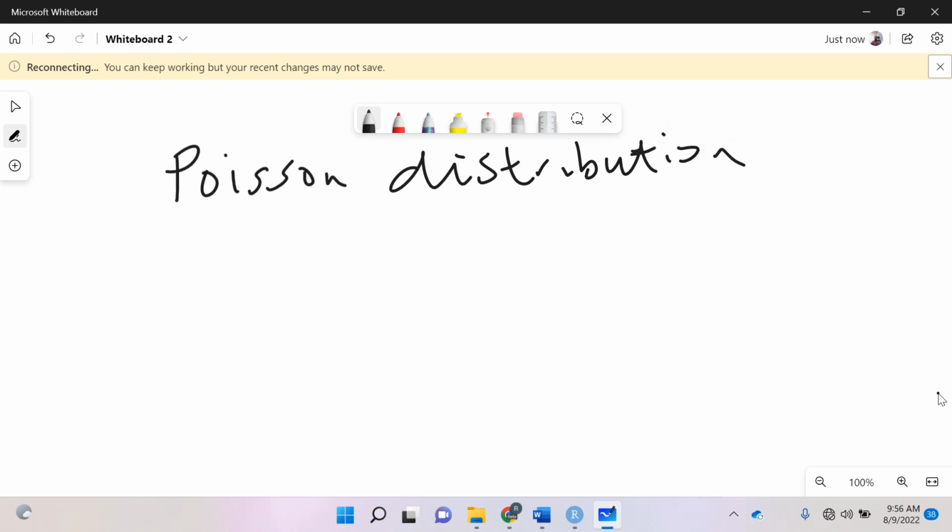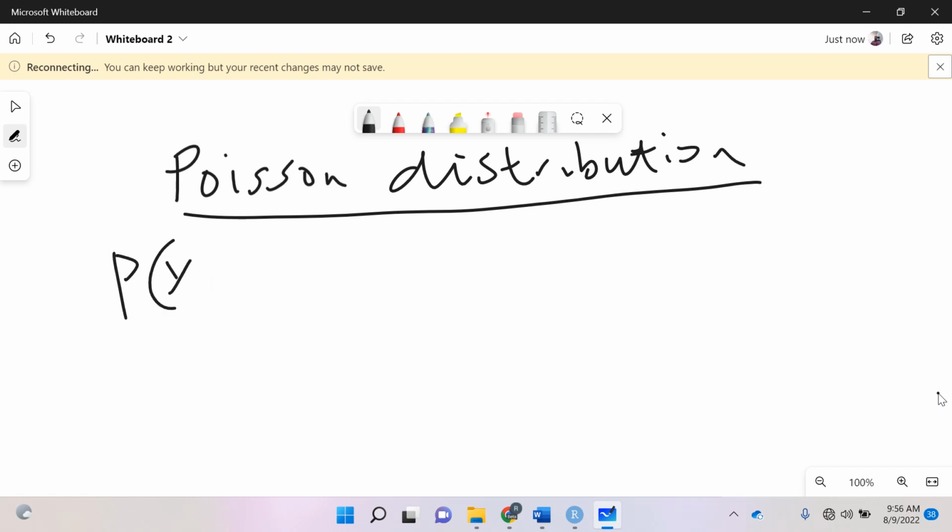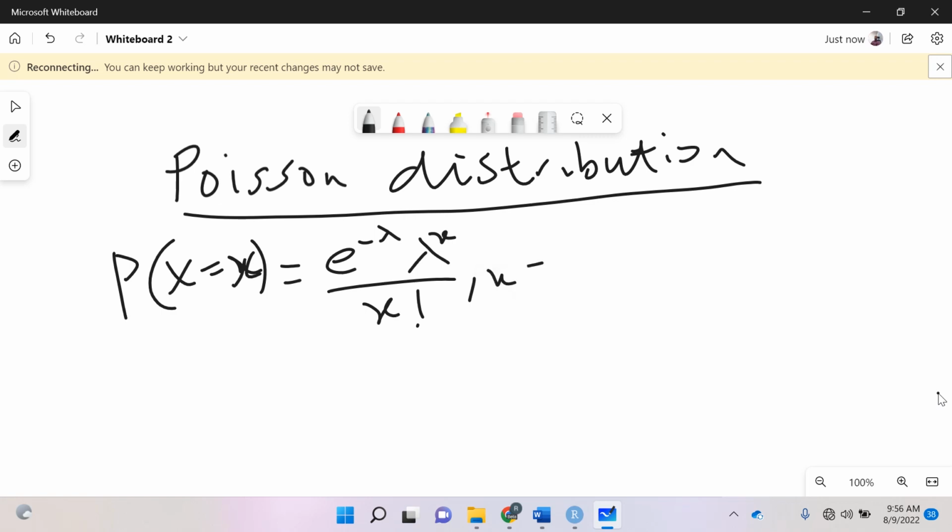Now, what is the probability mass function of the Poisson distribution? From our elementary statistics, if x is a random variable, and lambda is our rate parameter, then the Poisson distribution is of this form, right? So what is here?